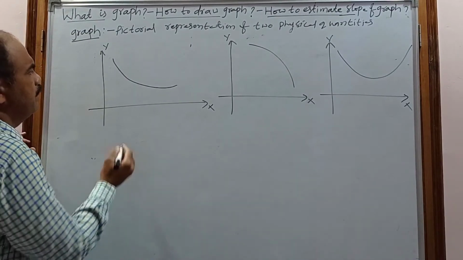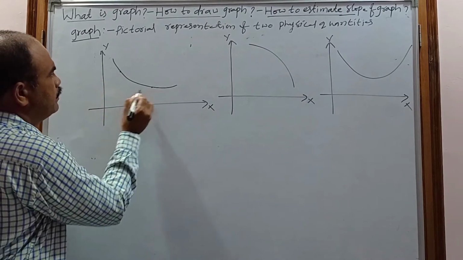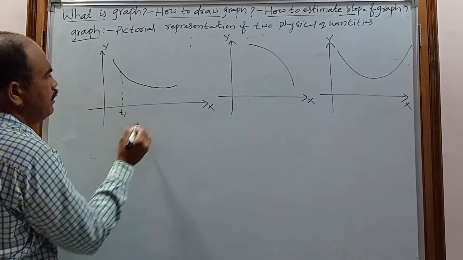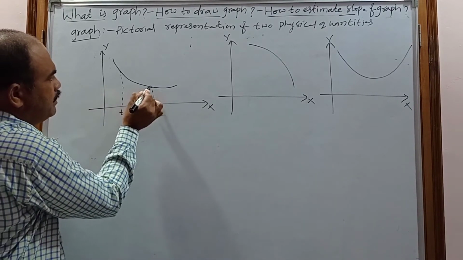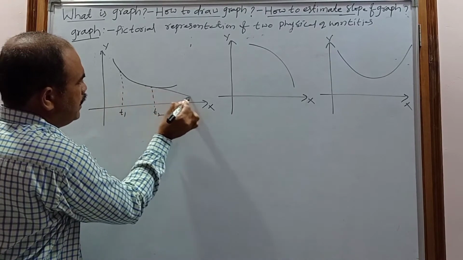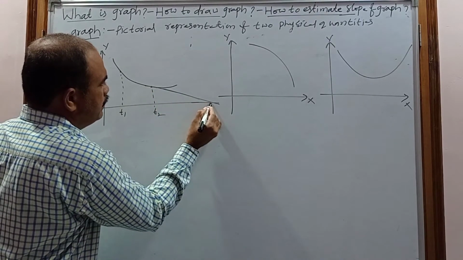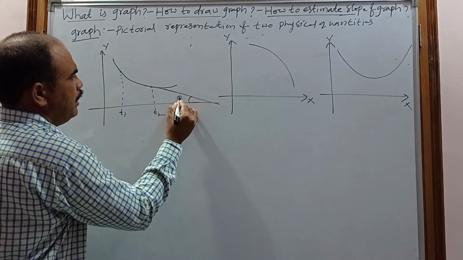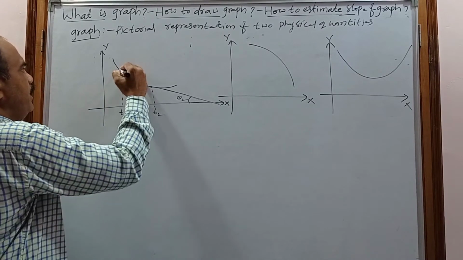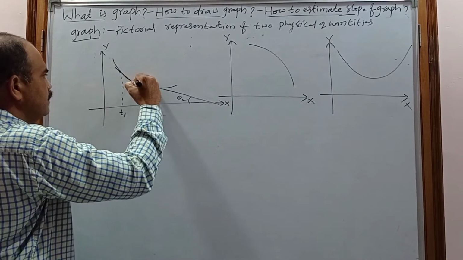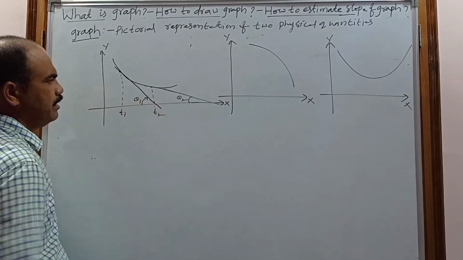Simple, the same technique. Select the 2 points on the graph. This is the point when time is t1, this is the point when time is t2, and then draw the tangents at those points. So now this is a tangent drawn at this point. This makes an angle, consider theta 2, with the x-axis. Now when I draw the tangent at this point, it makes some angle with the x-axis, that will be considered theta 1.